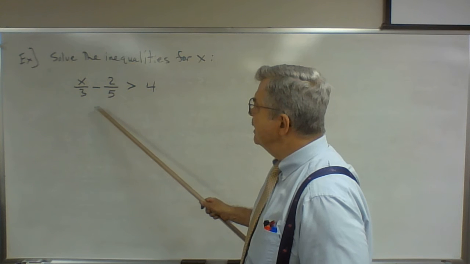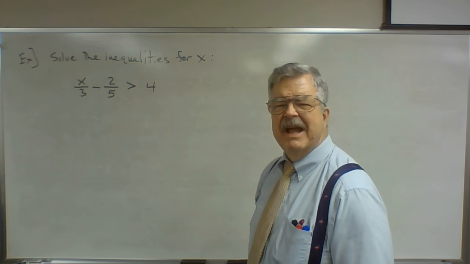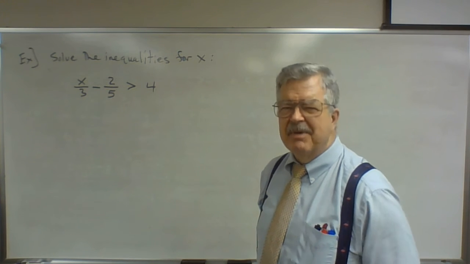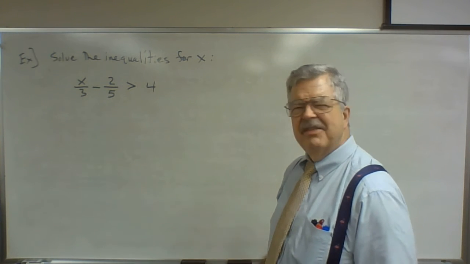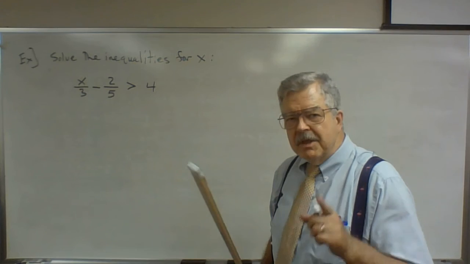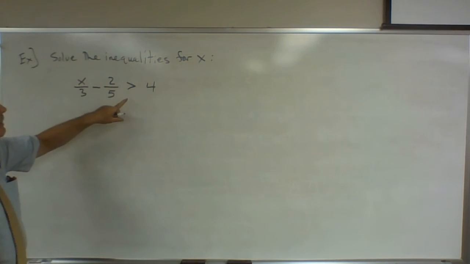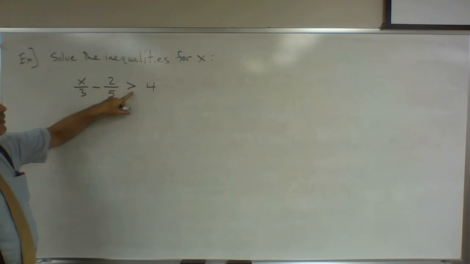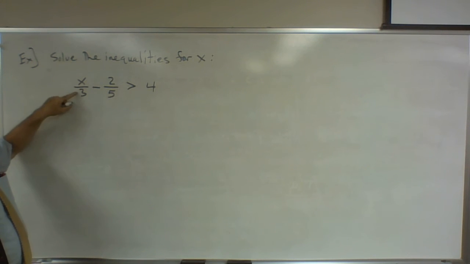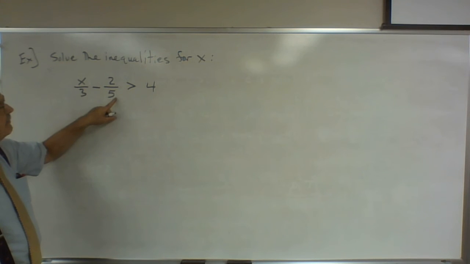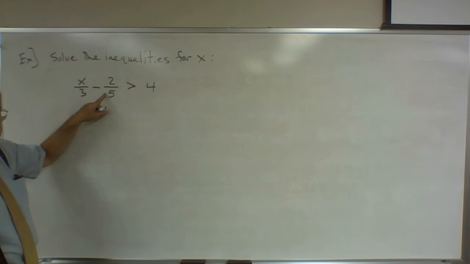Solve this inequality for x. Ooh, we have fractions. I'm not prejudiced, but I hate fractions. I think we all do. But you know what? If I multiply both sides of this inequality by 3, I'd get rid of that 3 in the denominator. And if I multiplied both sides of this inequality by 5, I'd get rid of the 5 in this denominator.